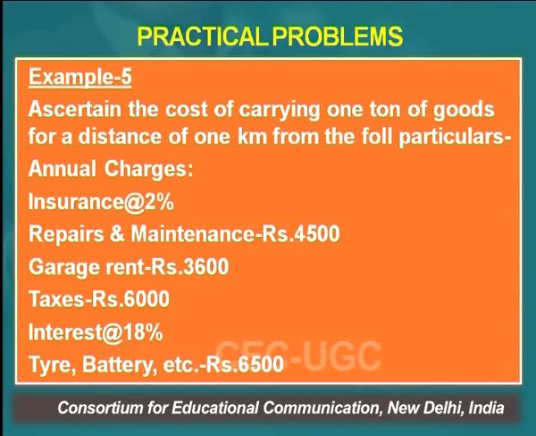Annual charges, insurance at the rate of 2%, means it will be calculated on 3 lakh rupees. Repair and maintenance 4,500, garage rent 3,600, taxes 6,000, interest at the rate of 18%, again calculated on the cost of the vehicle, that is 3 lakh rupees. Tires, batteries, etc. 6,500.